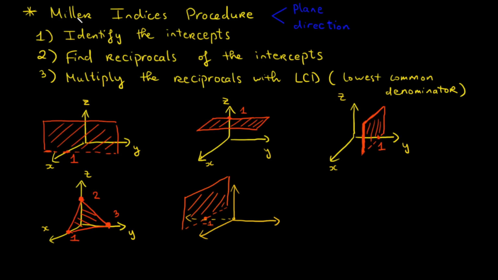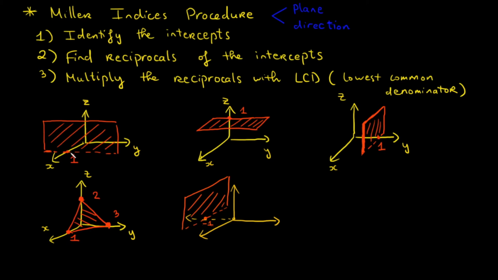So now let's talk about the Miller indices procedure, or how to transform your plane equation into a much more concise form in terms of plane and direction. The first step is to identify the intercept points on the x, y, and z axes. After you find the intercept points, you find the reciprocal of those intercepts. And lastly, after you get the reciprocals, you multiply them by the LCD, or the lowest common denominator. So let's have some examples.